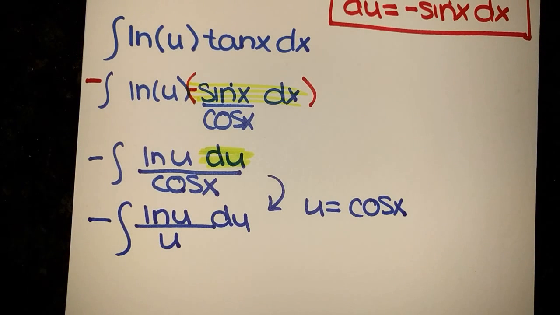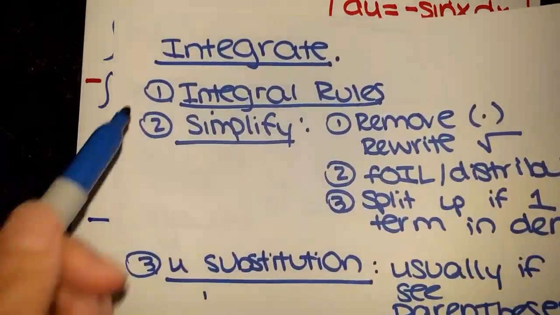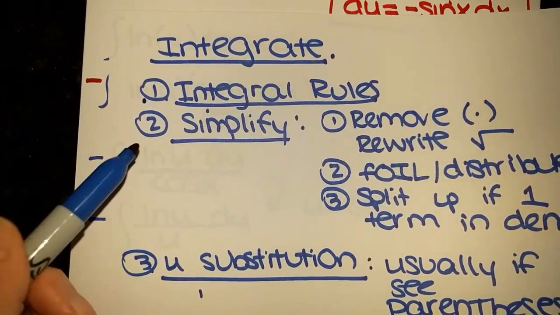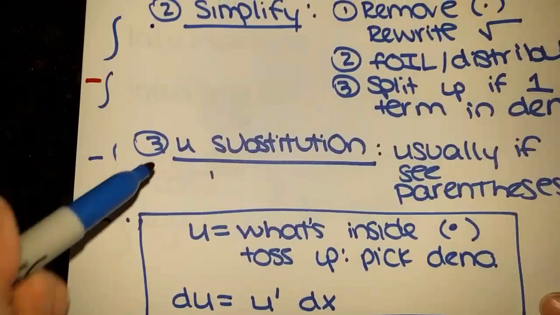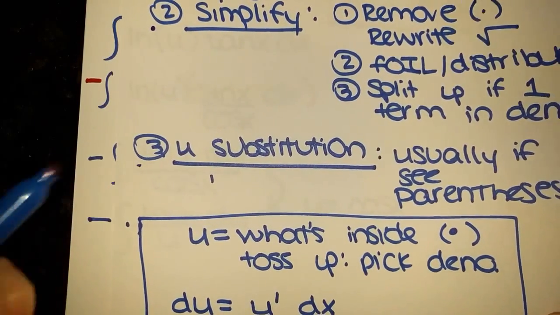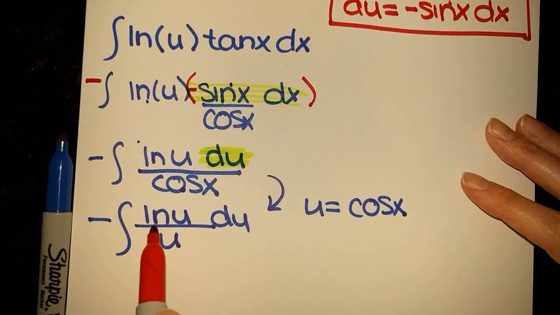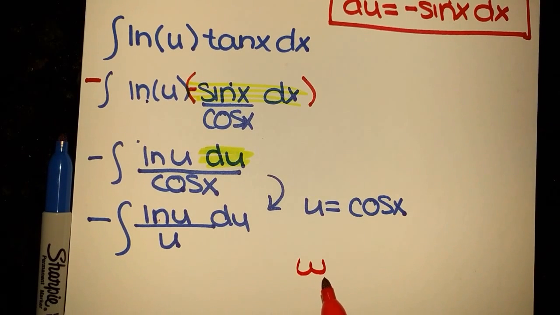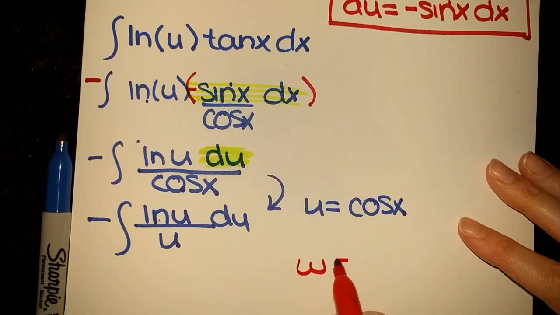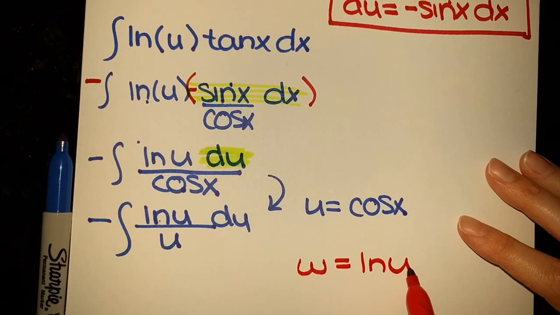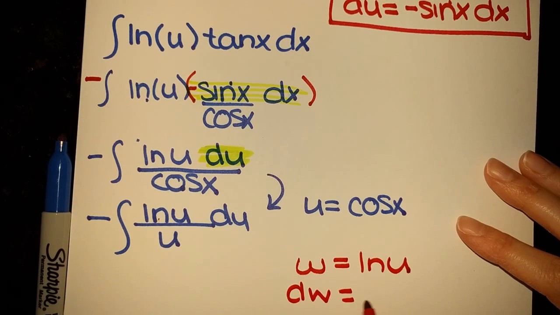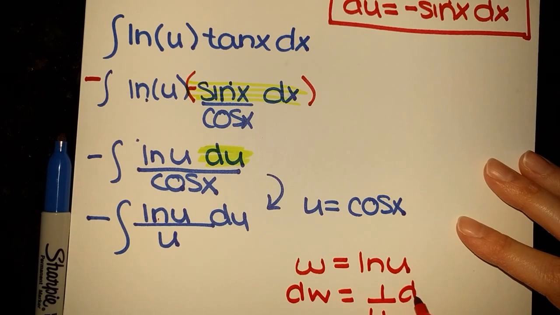All right, now as I mentioned in the previous video, the way you want to work through this is you want to ask yourself, okay, do I have an integral rule for this? No, I don't. Is there a way to simplify? No, there isn't. So then I'm going to think about U substitution again. So here I want the derivative and the original function to appear as one inside of the integral. So that is going to happen by picking another u, so to speak, of w equal to natural log of u, because then dw would be equal to 1 over u du.